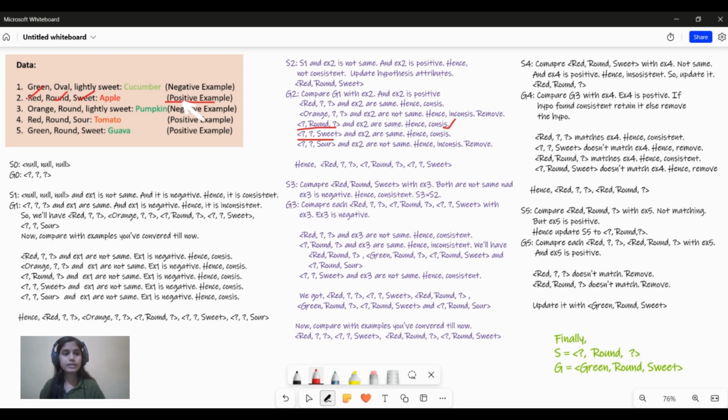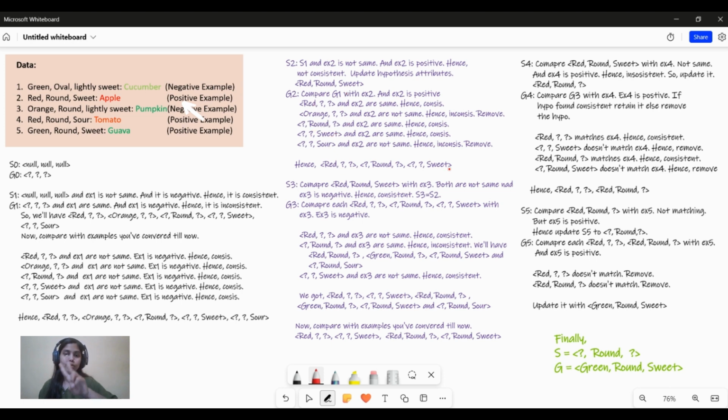Now the fourth one, question mark, covered and sweet, both are same. And also this is a positive example, so consistent. Now let's compare the last one, that is question mark, sour, but this is not same, and this example is positive. So this is inconsistent and we will remove it. So we are remaining with this, this, and this fourth one. So we have four hypotheses left in G2.